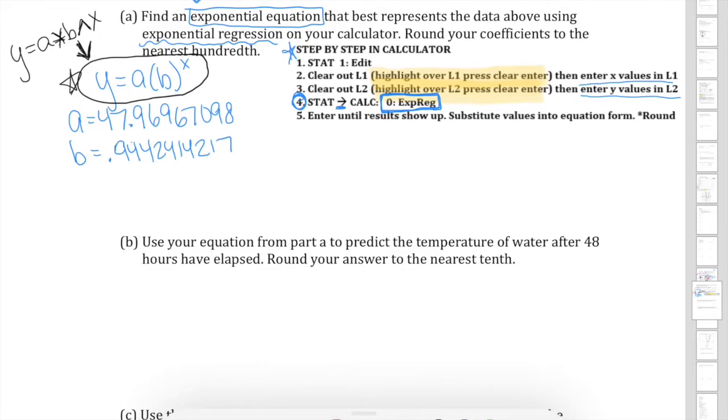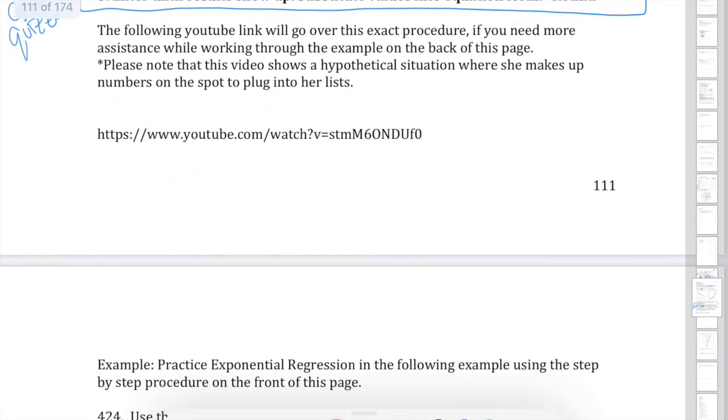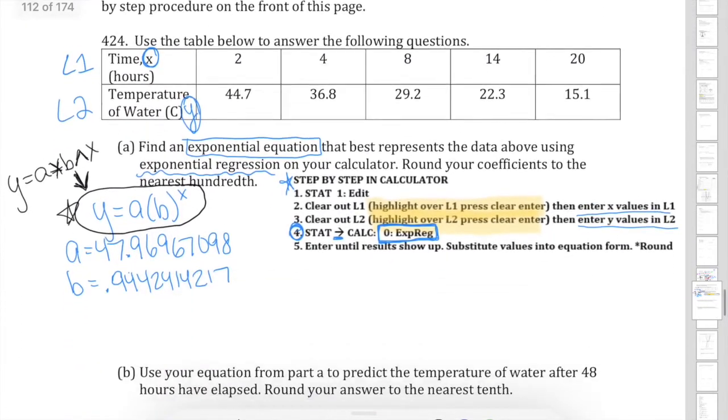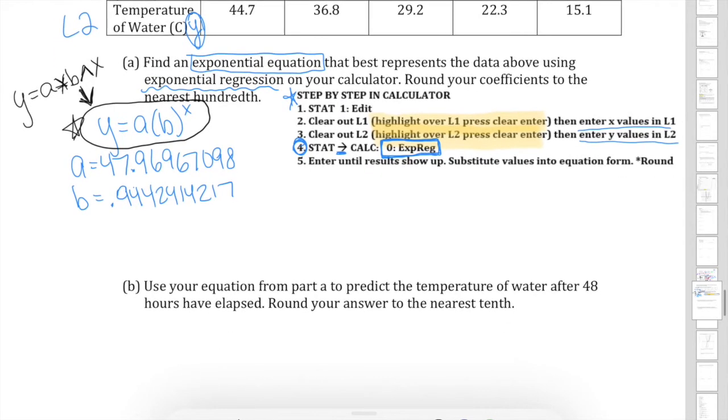Okay. If your A and B are not identical to mine, you typed something into your tables incorrectly. If that's happening to you, go back, check your tables, check your lists, make sure all of your numbers are correct. If you're still having an issue, send me an email or at least take a second to watch this YouTube video, okay, from this link. It'll just walk you through how to do it on the calculator if you're not following me verbally.